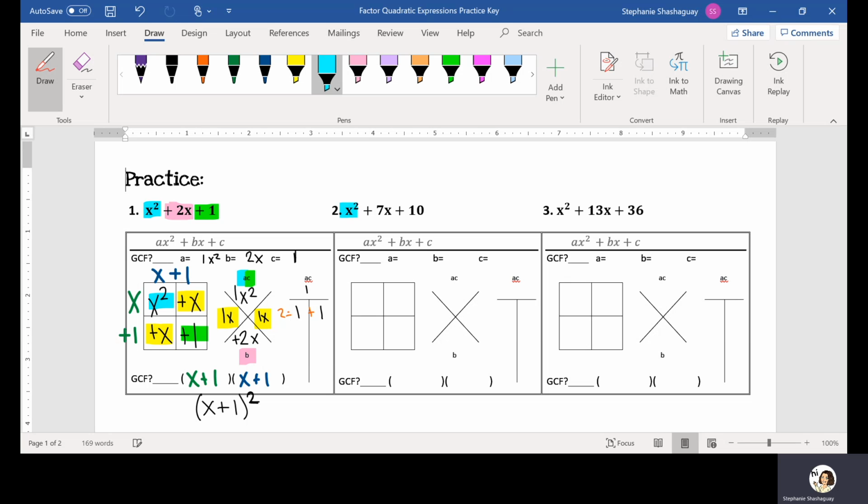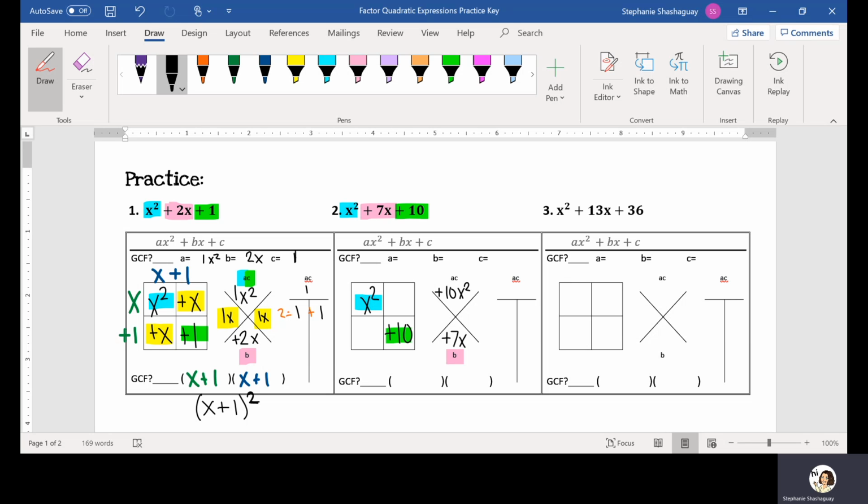All right, so let's move on to number 2. We have our A term, x squared. So I'm going to fill that into the box. X squared. I'm going to take my C term, positive 10, and fill it into the box. Positive 10. Now I have this B term, and this B term is going to go at the bottom of my x. So I have a positive 7x. My A times my C term is going to be really easy. That's a positive 10x squared.